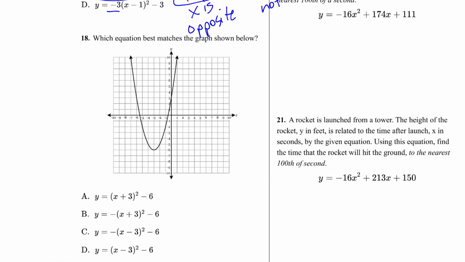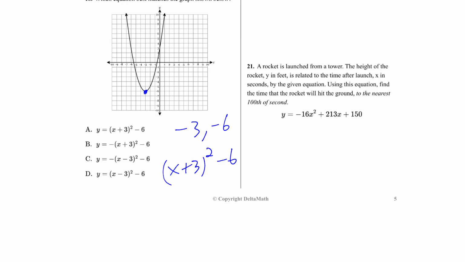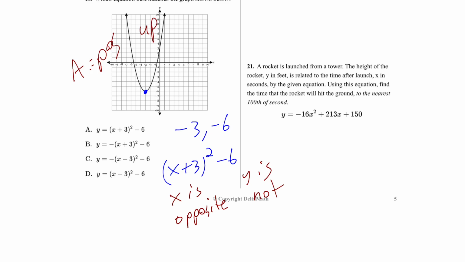This one again is in vertex form, so I'm looking specifically here. My vertex is -3, -6. How do I turn that into an equation? Notice that the x is opposite and the y is not. So which one matches? And also that my a value should be positive because it opens up. So I'm going to rule out these two, and the one that matches is choice A.